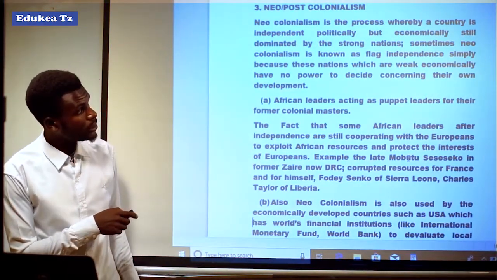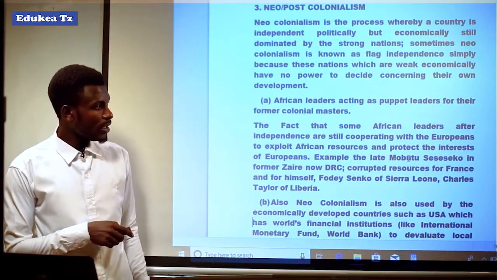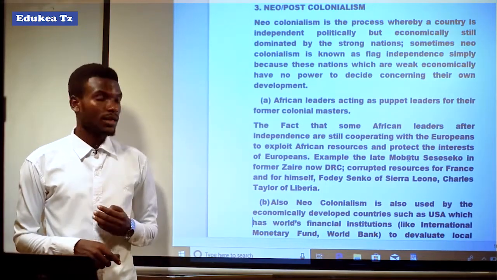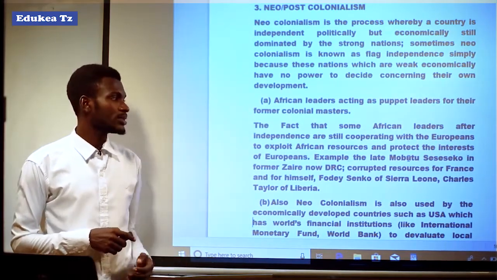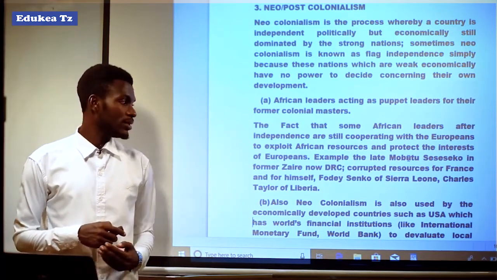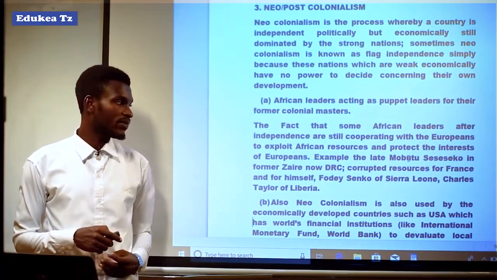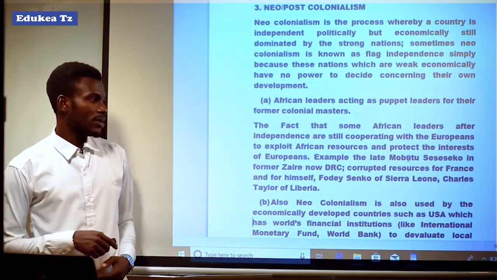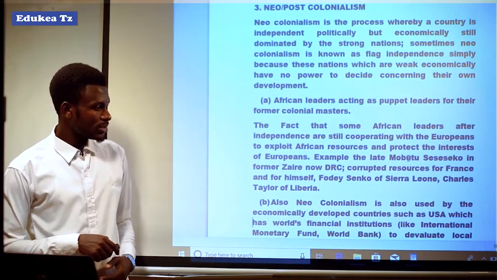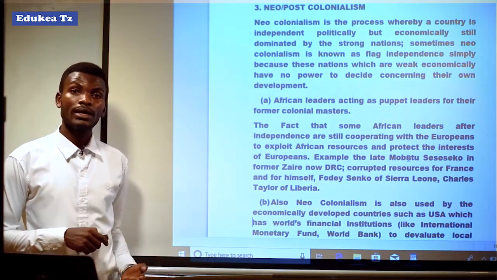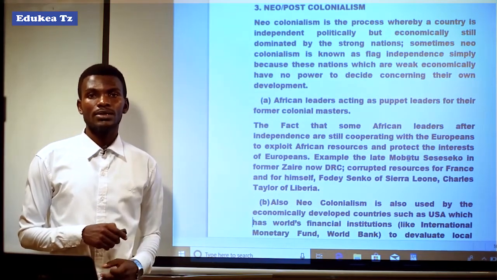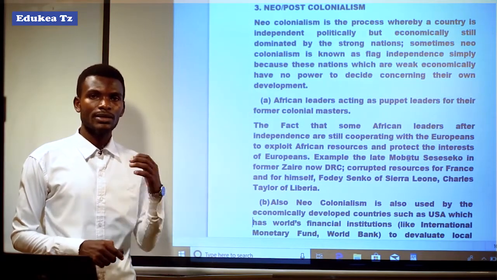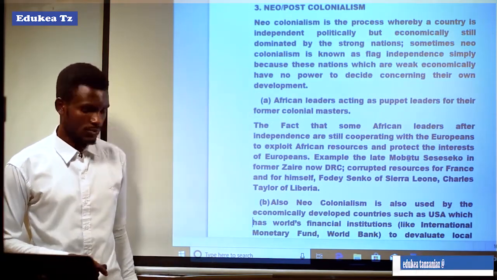Yes, we are proceeding. It means that the African leaders were protecting the interests of Europeans, as I have given you the example of Mobutu Sese Seko in former Zaire, now the Democratic Republic of Congo, collecting the resources of Congo for France and for himself. Foday Sankoh of Sierra Leone and Charles Taylor of Liberia were other examples of puppet leaders who collected the resources of their nations for their own benefit and the benefit of their former colonizers.